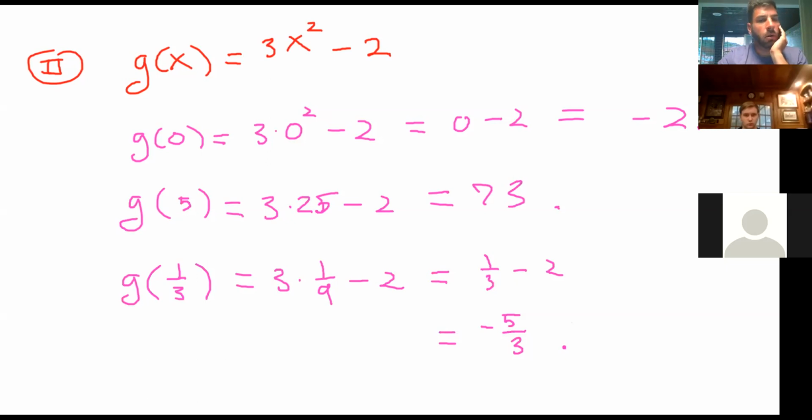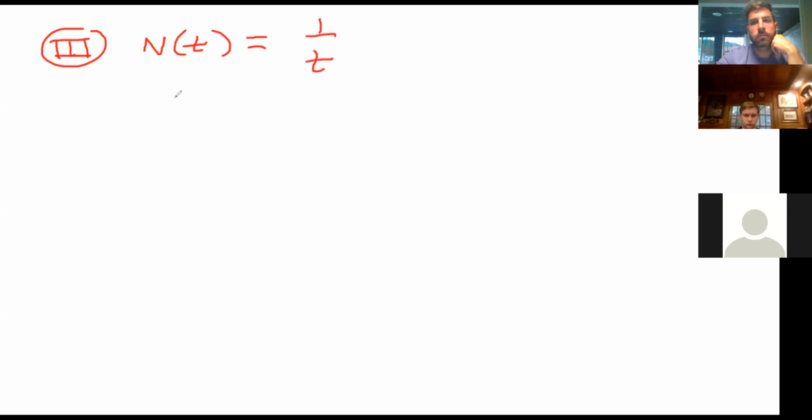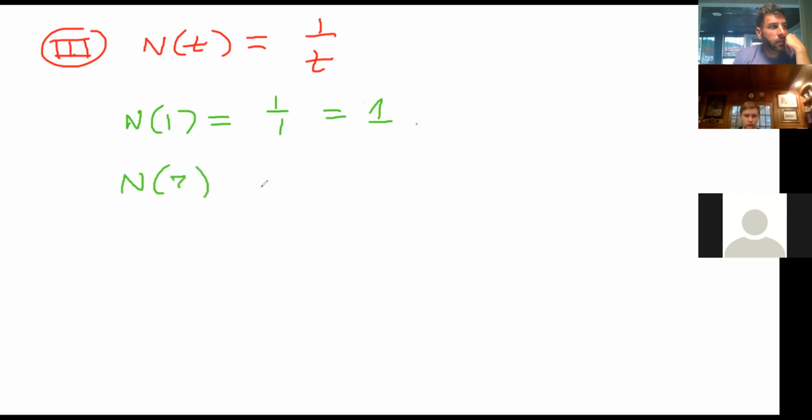Let's do one more, what I would call a very basic example. I'm going to use different letters again for both things. I'm going to call this function n, and the variable will be t, and let's write it as 1/t. So let's choose a different color here. Suppose we wanted to know what is n of 1. Well, n of 1 is just 1/1, which is 1. N of 7 is 1/7. Not much you can do there. N of 1/3 would be 1 over 1/3, which is just 3.